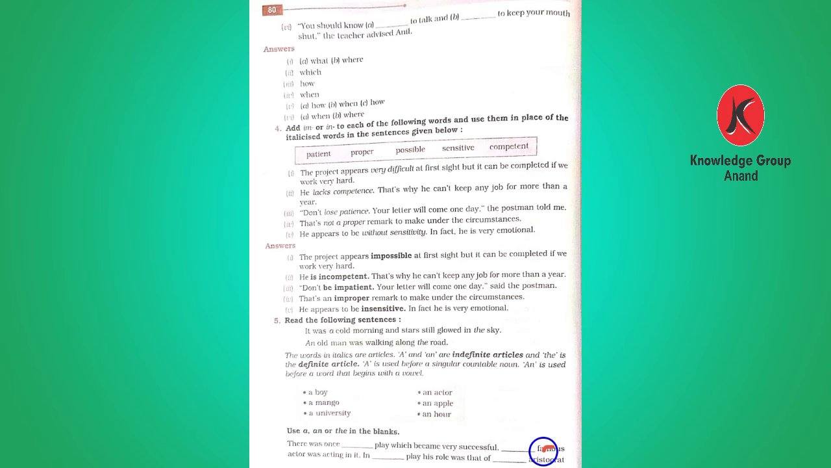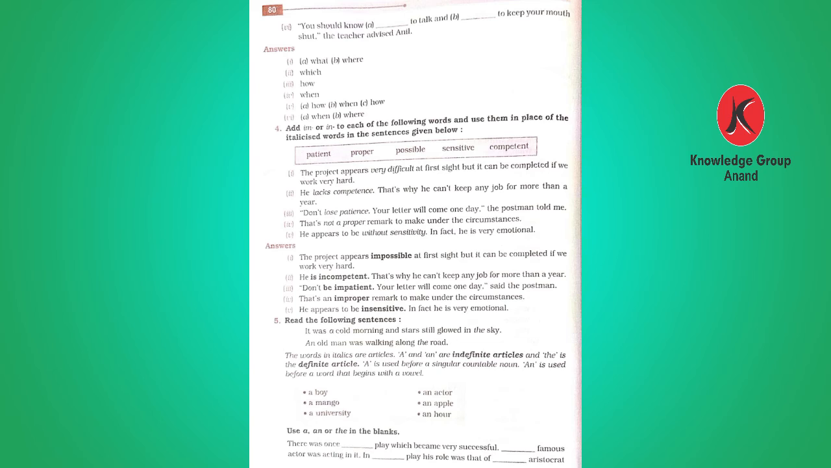He appears to be without sensitivity. In fact, he is very emotional. He appears to be insensitive. In fact, he is very emotional. Okay, and number 5 in working with the language, we shall go through it.